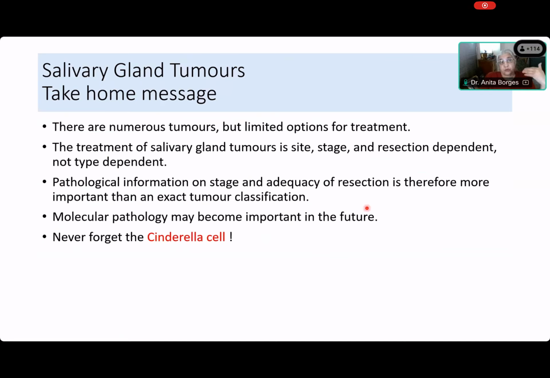Okay. Now, what is the take-home message? There are numerous tumors, but limited options for treatment. The treatment of salivary gland tumors is based on site, stage, and whether it is resectable or not. It is not based on the type of the tumor. I know that all of you think, why should we bother then? And I told you the reason why we should bother, because many of these tumors have a peculiar behavior. Pathological information on stage and adequacy of resection is therefore more important than an exact tumor classification.